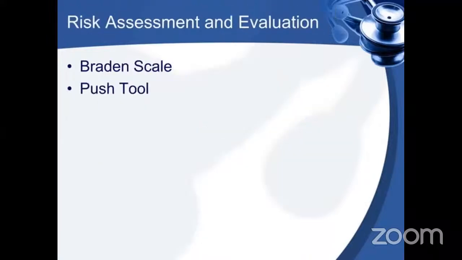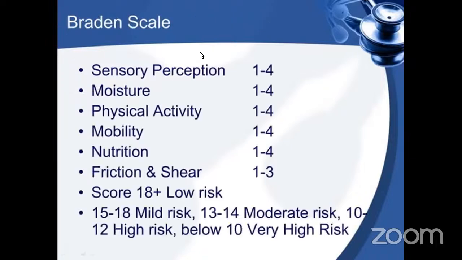Now there are two tools, or we can say scales, which are going to help in assessing the risk and evaluation of pressure ulcers. One is the Braden scale, the second one is the PUSH tool. So the Braden scale involves six characteristics: sensory perception, moisture, physical activity, mobility, nutrition, and friction and shear.